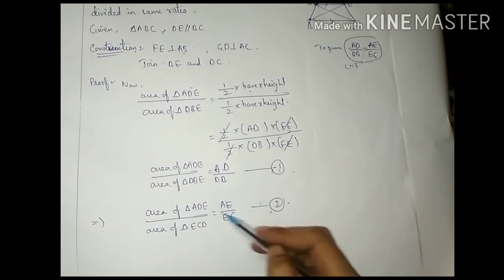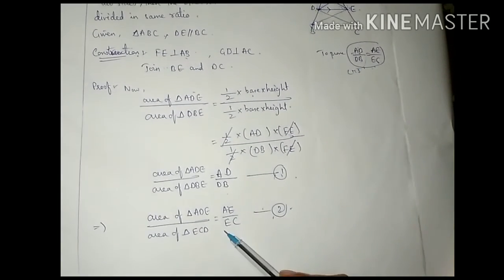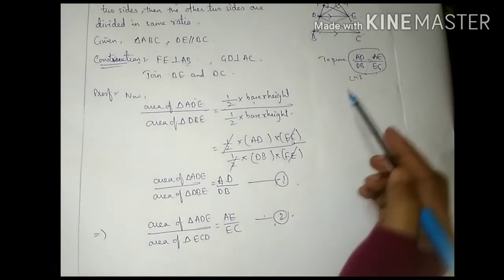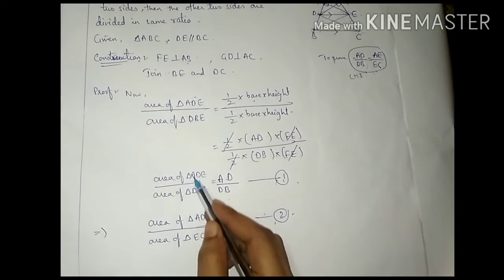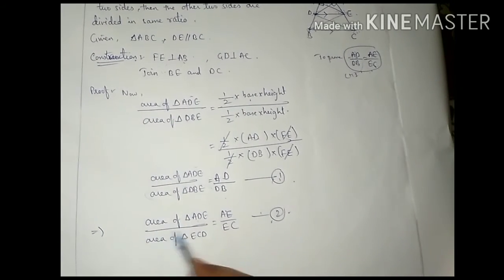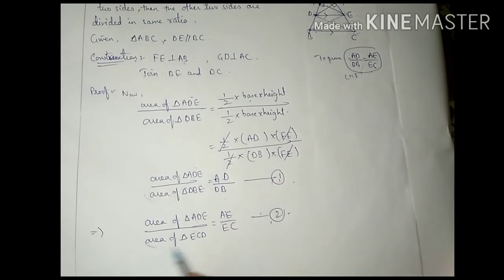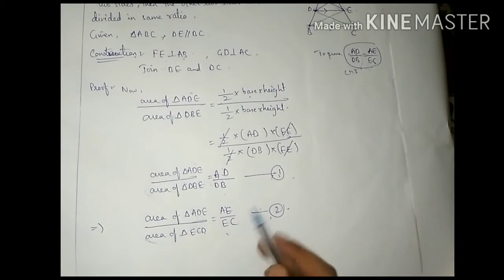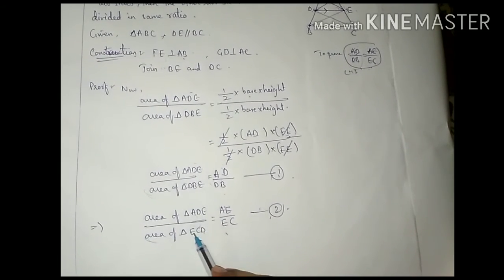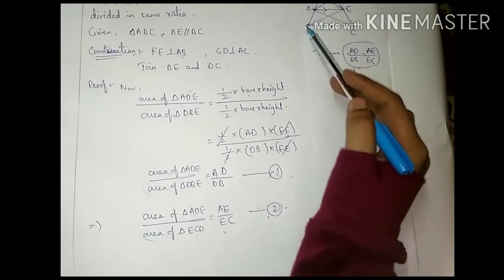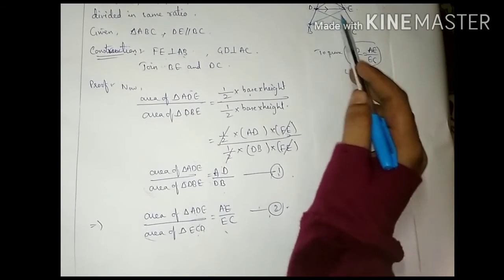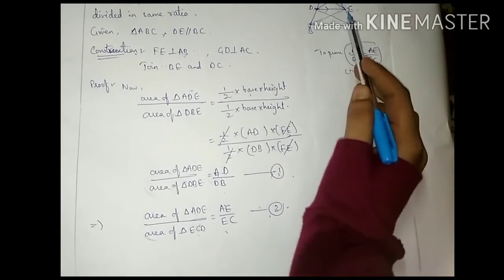So you got LHS AD by DB, RHS AE by EC, but we need to prove these two are equal. Here you can see the numerators are the same, so we need to prove that the two denominators are equal. If these two denominators are equal, we can prove that these two are equal. Let us see whether they are equal. Triangle DBE and ECD. Yes, these two triangles are equal. How? Because they share the same base and lie between the parallel lines.